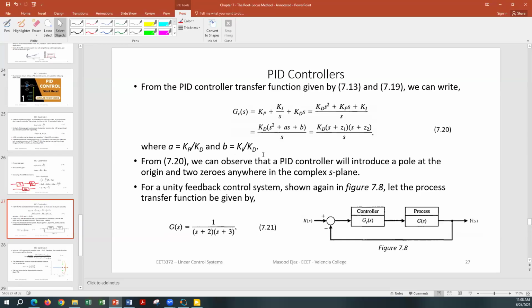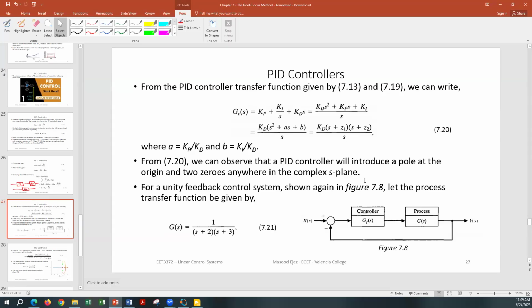A is Kp over Kd. If we take Kd out as a common factor, it's going to be s squared plus Kp over Kd s plus Ki over Kd. So B is Ki over Kd. That's a quadratic equation, so it will have two zeros, s plus z1 and s plus z2, and then you have one pole at s equal to 0. So the PID controller will introduce a pole at the origin and two zeros anywhere in the complex s plane.